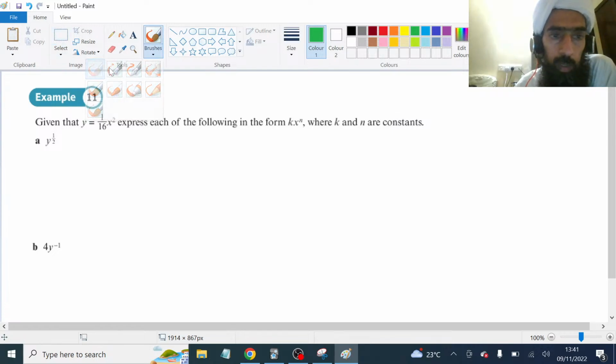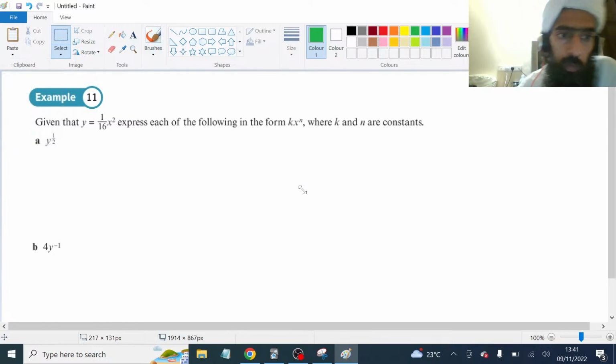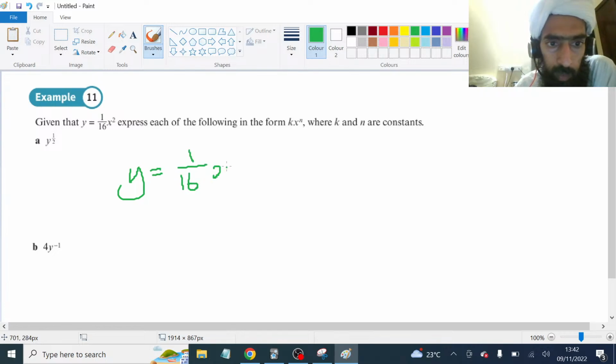That's quite complicated wording. It doesn't need to be that complicated. All it's really saying is to see if you can use this y equals 1 over 16x squared to substitute into the y to the power half, so that you end up with something x to the power of something. So it doesn't really matter too much as long as you've got the x in there, not the y, and you've got some number before the x and some power as well.